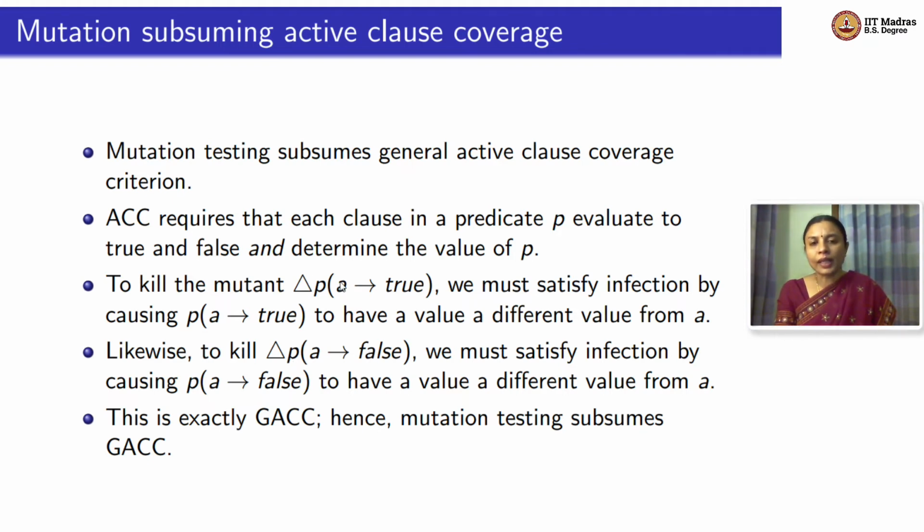This delta P_A true represents: in the predicate P, take the clause A and substitute it with true. Similarly, delta P_A replaced with false says in the predicate P, take the clause A and substitute it with false. So for killing this, you need to have a different value when A is substituted with true than in the original predicate. This is exactly what the general active clause coverage criterion, by definition, is. So mutation testing subsumes GACC.